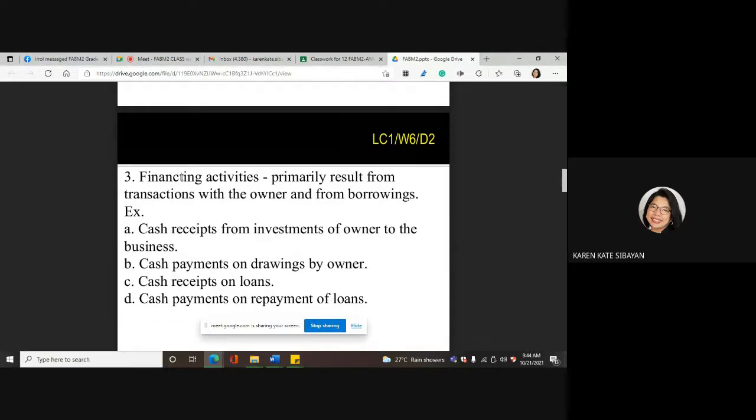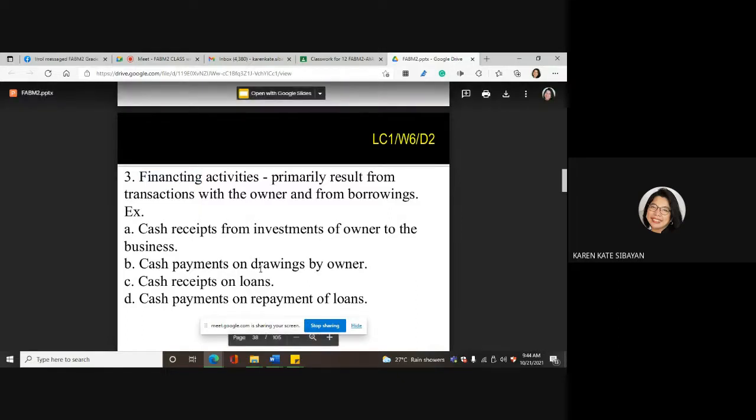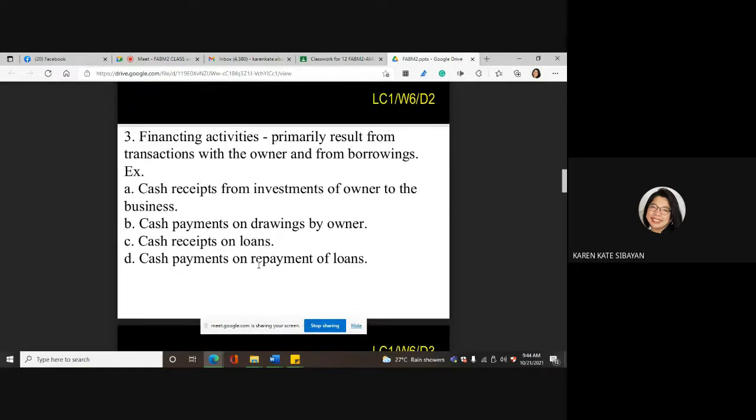Financing po yan. Financing activities. Primarily result from transaction with the owner and from borrowings. Example, cash received from investment of owner to the business. Ito yung usually nangyayari sa kauna-unahan. Miss Sibayan invested cash worth 300,000 to open a bake shop. Okay? So, di ba? Debit, cash, how much? 300,000. Credit, Sibayan capital.